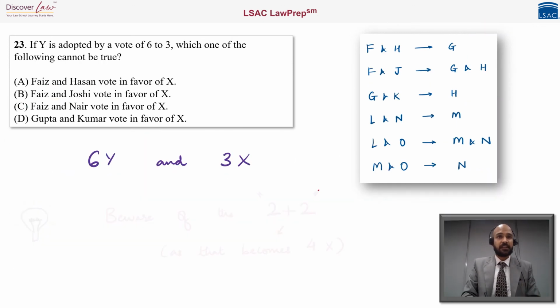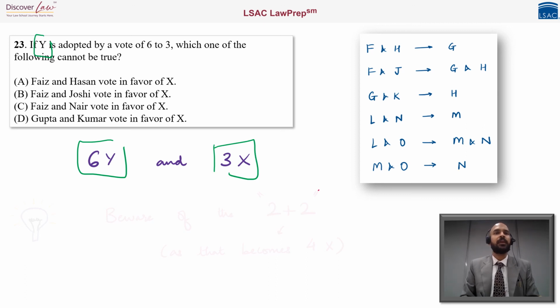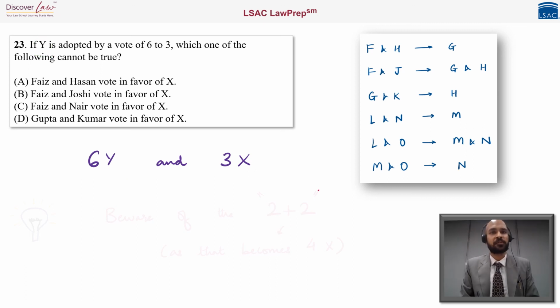It reads that if Y is adopted by a vote of 6 to 3, which means that there are 6 Y and 3 X, then which one of the following cannot be true? Pause the video and try solving it yourself, and then we'll go for it together.